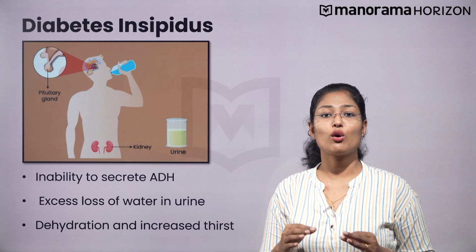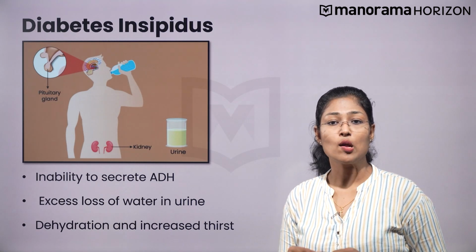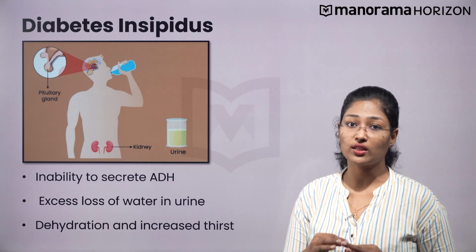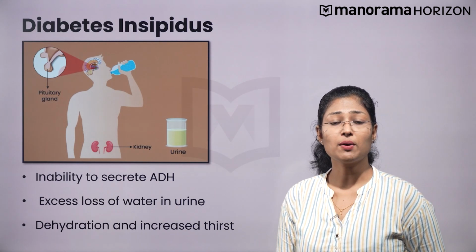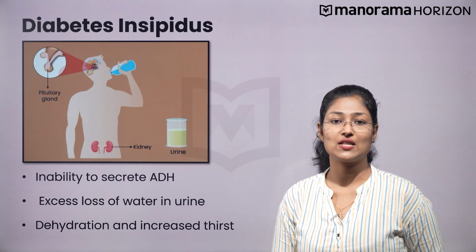Diabetes insipidus also occurs when the normal amount of ADH is released from the posterior pituitary, but the ADH receptors on the kidney cells become non-functional. Here, you should remember that diabetes insipidus is not related to blood sugar levels.